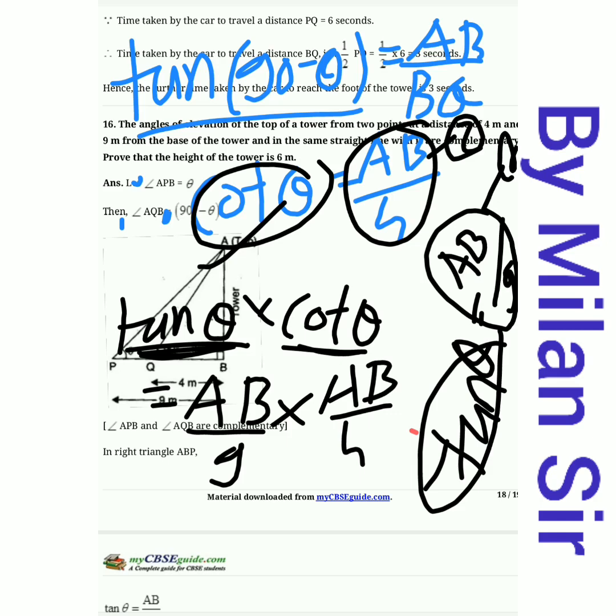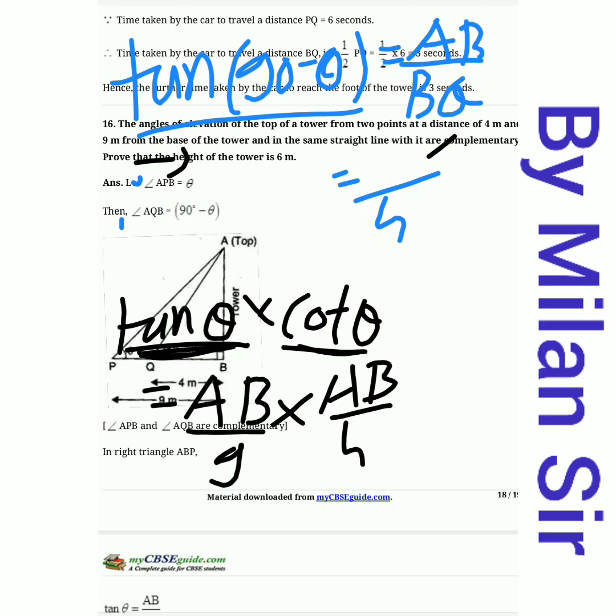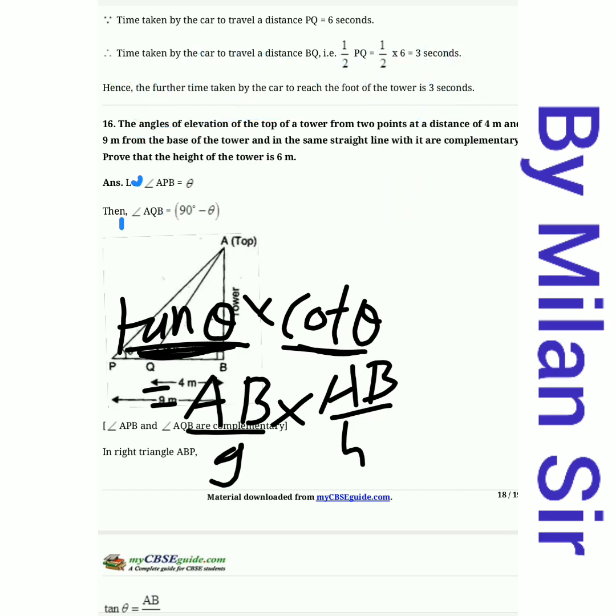Otherwise, if you do not get this logic, in place of cot theta in the second equation you can write 1 upon tan theta, then put the value of tan theta from equation 1 into equation 2. In that way you can get the same answer. Okay, so here on the left hand side, tan theta multiplied by cot theta is 1. We learned in chapter 8 that tan and cot are inverses, so tan theta into cot theta is 1.